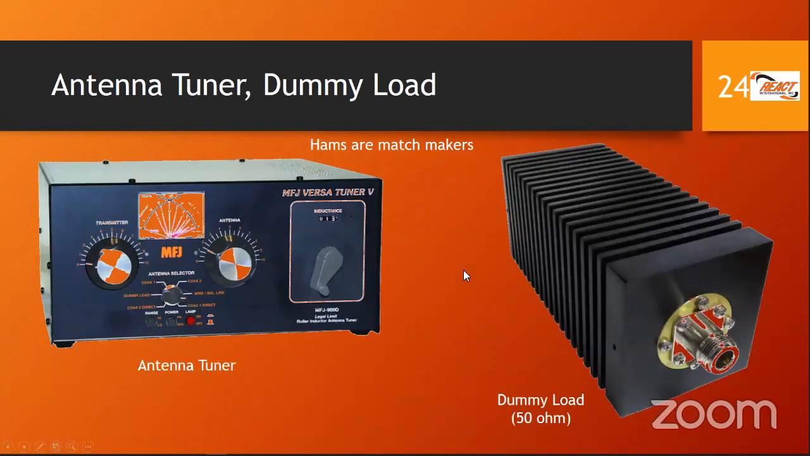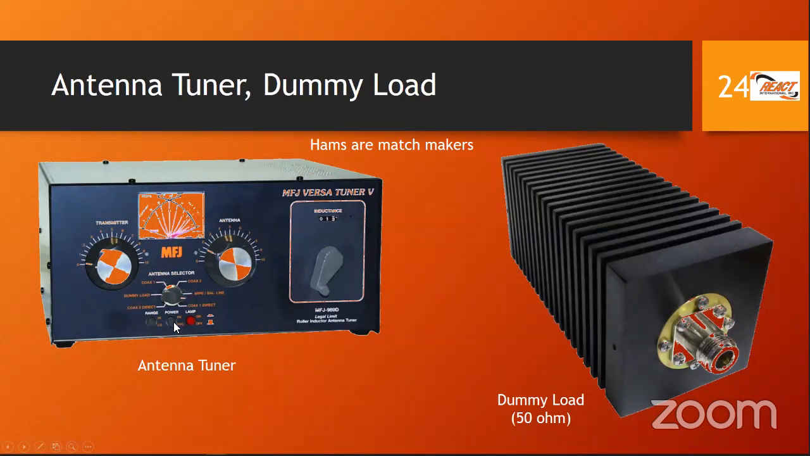Another device that you need to be aware of is called the antenna tuner. Remember we said hams are matchmakers? Well, what happens if your antenna does not match? It's a little bit long, it's a little bit short. Do you go and cut the antenna? Do you go and add a piece to lengthen it? And then remember, you're using that antenna on various bands.